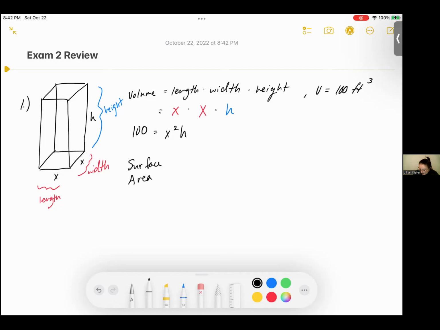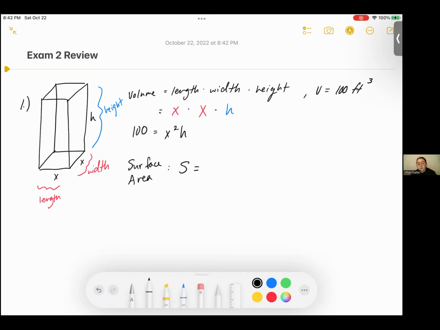Surface area, which we're saying is S, has an equation. And we've gone over this before. You could look up this equation, have it on hand, on a note card or something like that for the exam.